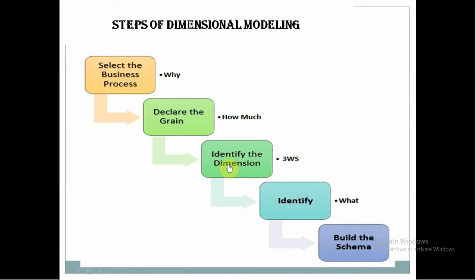Step 3. Identify the dimension. Dimensions are nouns like date, store, inventory, etc. These dimensions are where all the data should be stored. For example, a date dimension may contain data like year, month, and weekday.